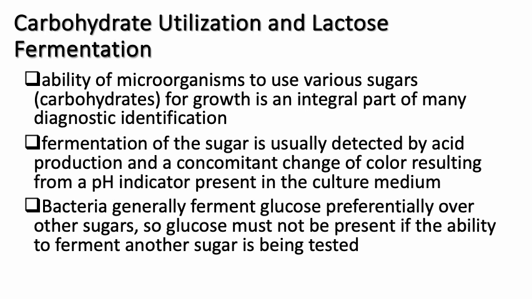Now, to summarize the utilization of carbohydrate and the fermentation of lactose. Again, the ability of microorganisms to utilize sugars for their biochemical processes is key to their identification. Sugar fermentation usually produces acid byproducts, which can be detected when the culture media in which the microorganisms were growing are incorporated with a pH indicator. pH indicators change color depending on the pH of the culture medium. Bacteria generally ferment glucose preferentially over other sugars, so glucose must not be present if the ability to ferment another sugar is being tested.